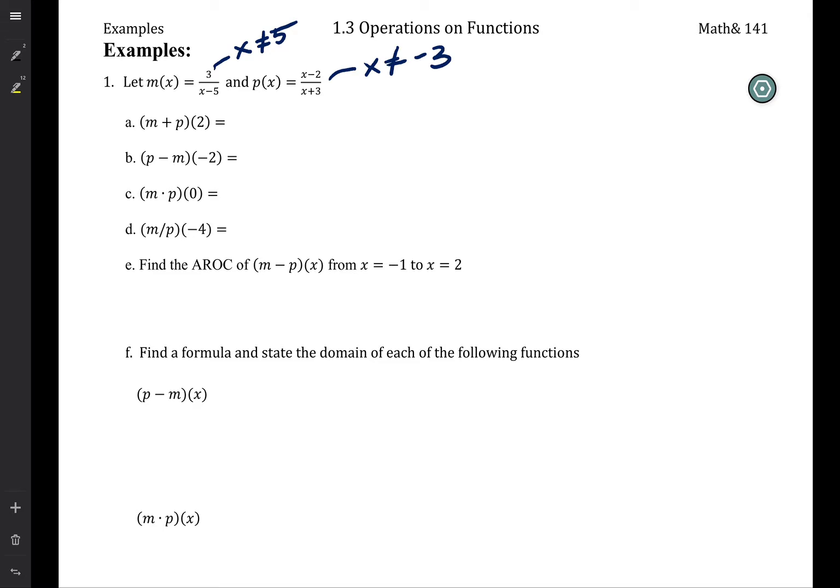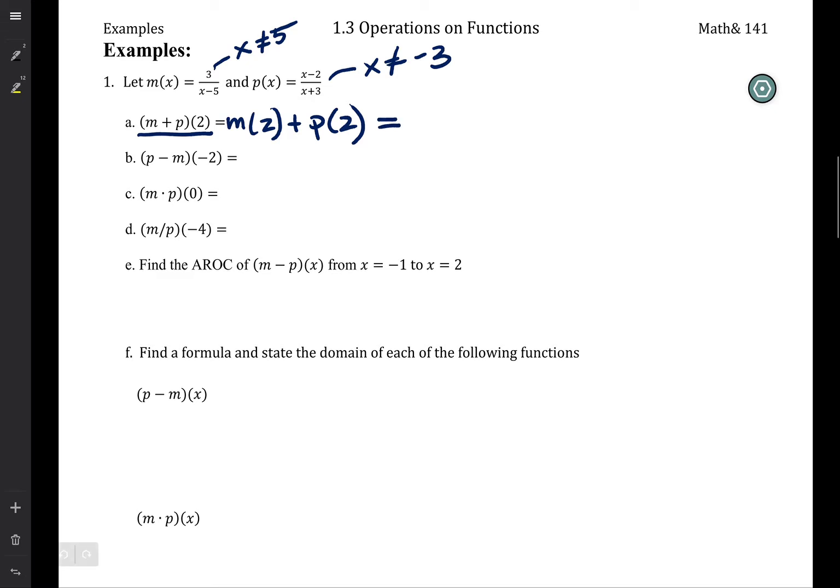Okay, so this first chunk, A, B, C, D, I just want to look at, can I get the value of this from using the formulas I've got? And then later on, down on F, I want to build formulas for the combinations of the two functions. So if I want m plus p of 2, that's the same thing as finding m of 2 plus p of 2. So finding m of 2, finding p of 2, adding them together. So again, when I write it as m plus p of 2, I'm emphasizing that m plus p is this new function that you would get a formula for by adding functions m and p.